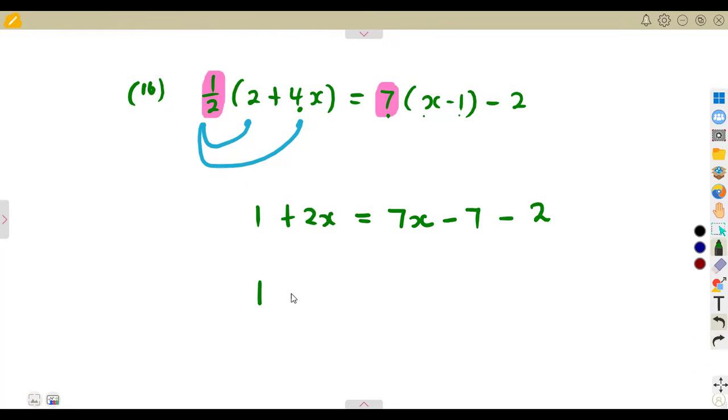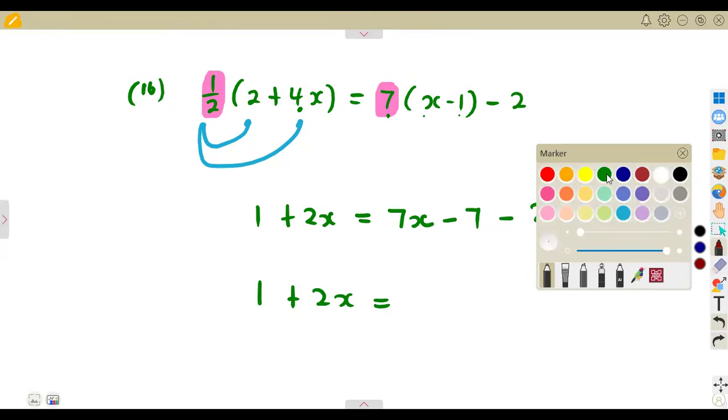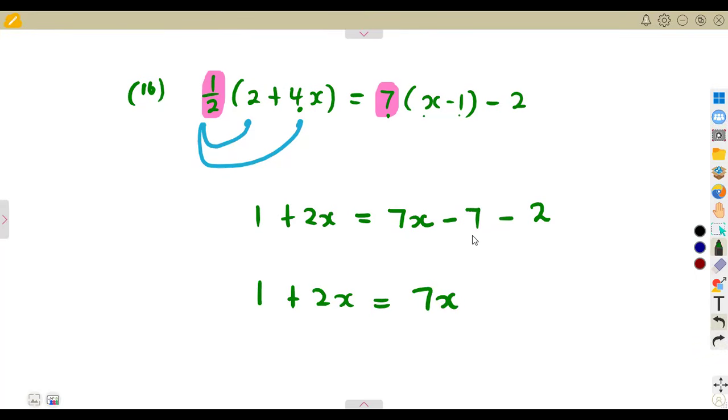So that is going to be 1 plus 2x, collecting the like terms on the left-hand side. On the right, we can see that we've got the constants there, the -7 and the -2. So these two can be combined together. We are going to have -7 minus 2, which is -9.